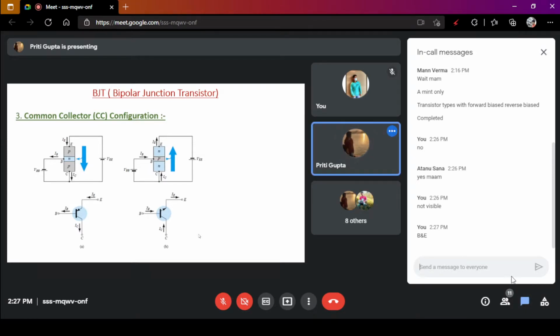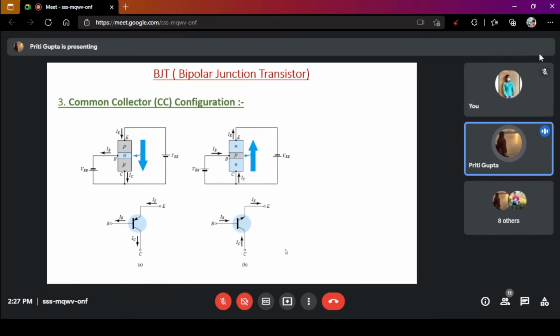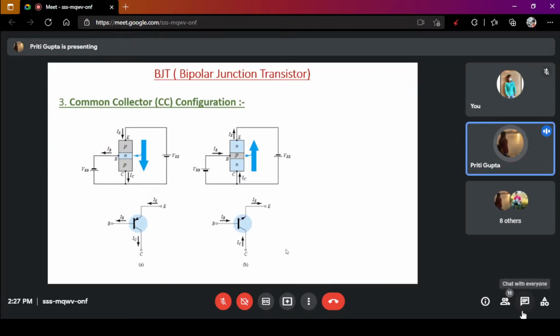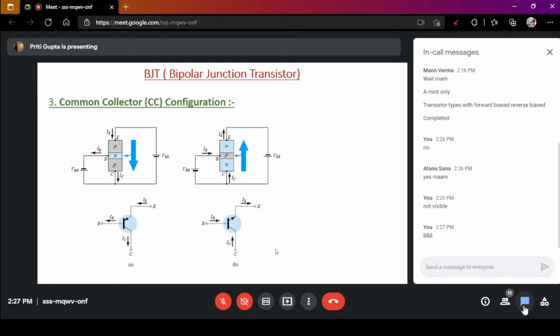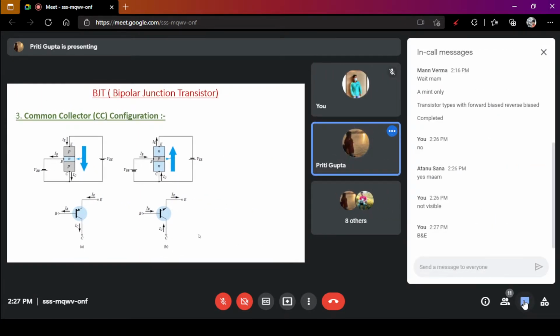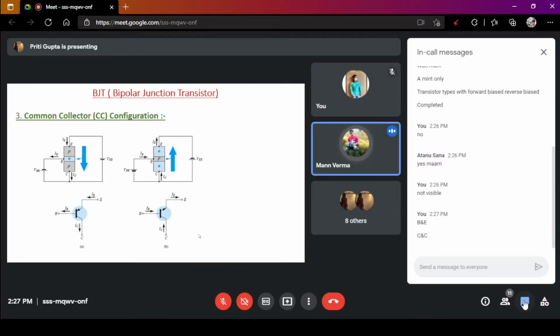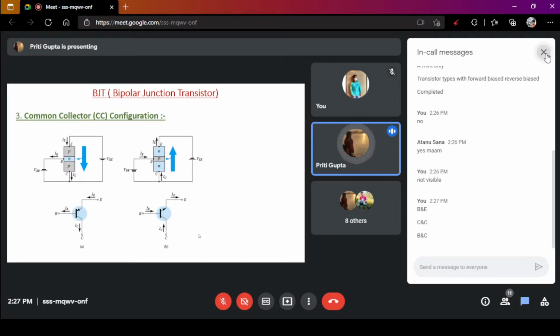See, the name is common collector. That means collector will be common in both the input terminal and the output terminal. So in which side will we give the input? Two options are there. Base and collector, or base and emitter. If B and E, then how can I say this one is common collector? It should be B and C, base and collector. And we will take the output from the emitter and collector. Keep this one in your mind.